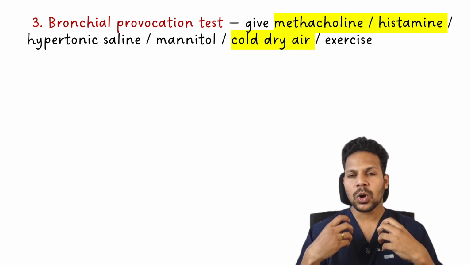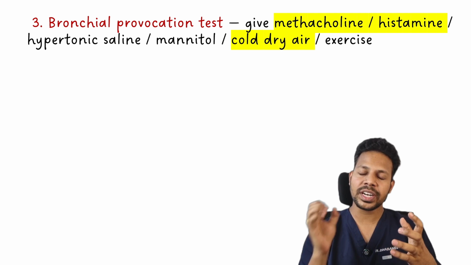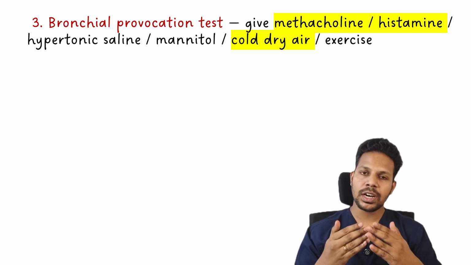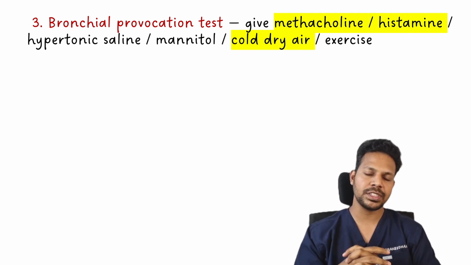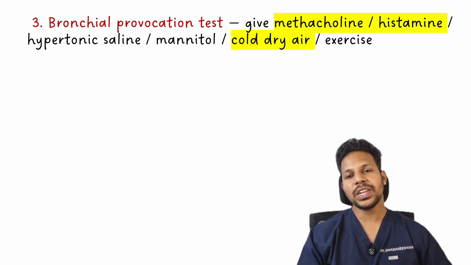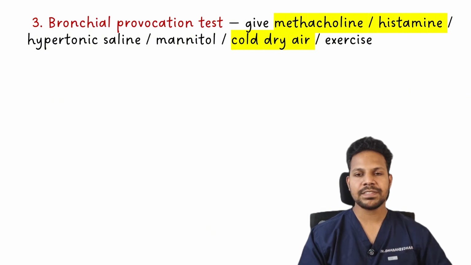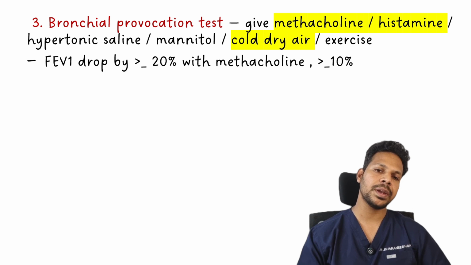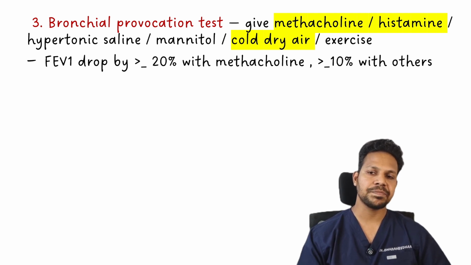So you have noted what are the triggers, and you are just trying to trigger an episode of bronchial asthma in an otherwise stable patient, if you want, because we want to check for the hyper responsiveness of the bronchial airway. So when you give any kind of trigger that we have mentioned, the FEV1 will drop by more than 20% with methacholine and more than 10% with the others.